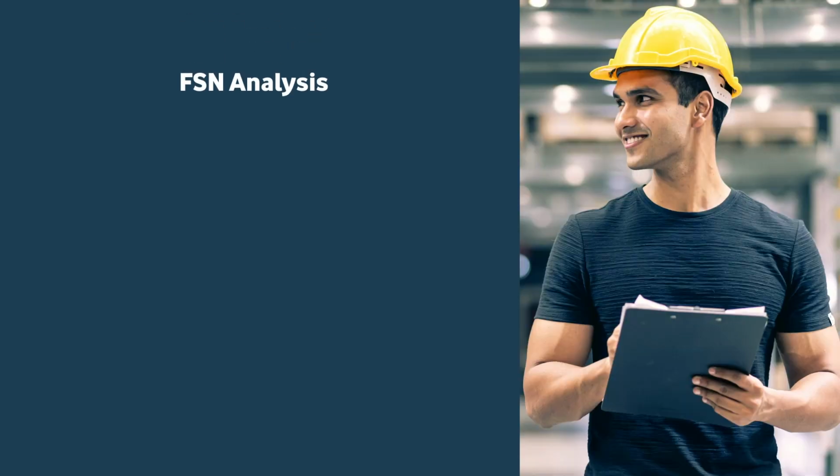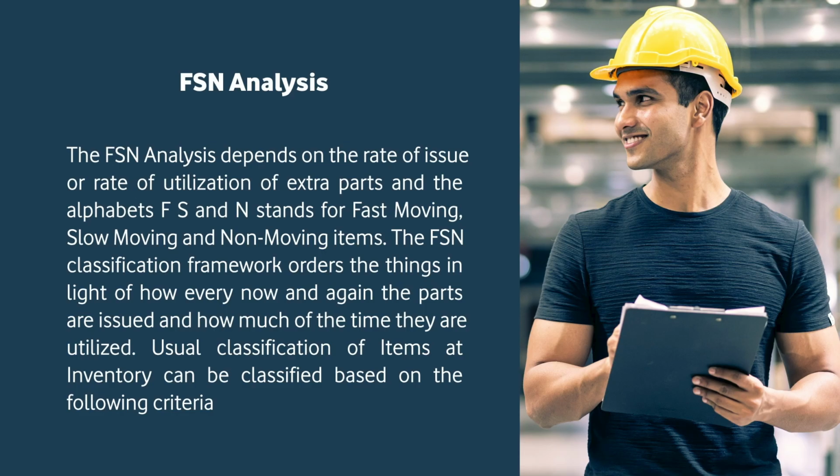Next point is FSN analysis. FSN analysis depends on the rate of issue or rate of utilization of spare parts. The letters FSN stand for fast moving, slow moving and non moving items. So this classification is very clear: FSN means fast moving items, slow moving items, non moving items. The FSN classification framework orders the items according to how frequently the parts are used in the assembly line or production line, how much time they are utilized.